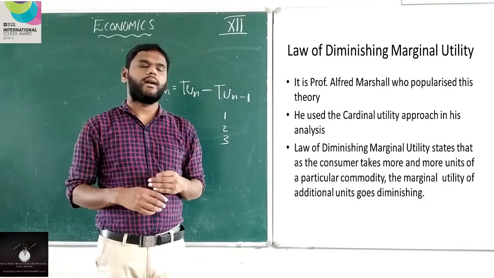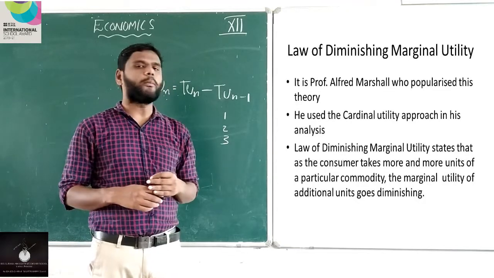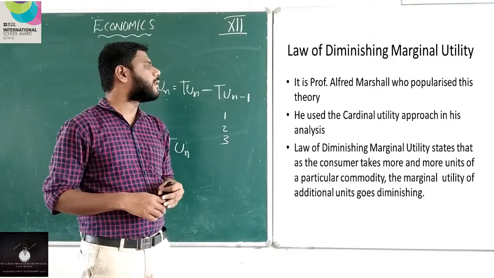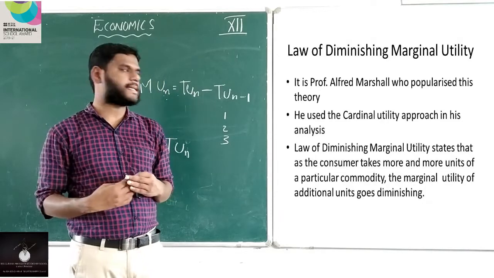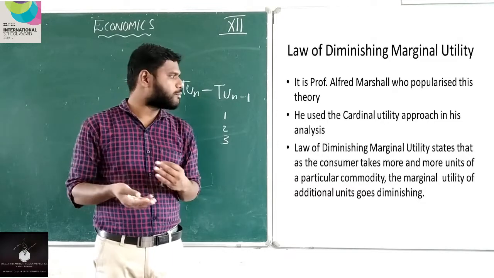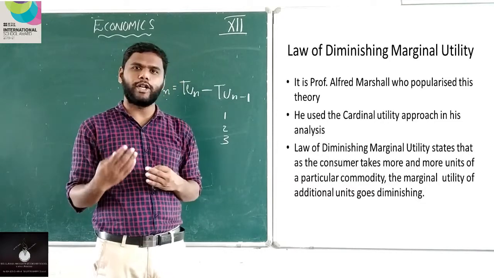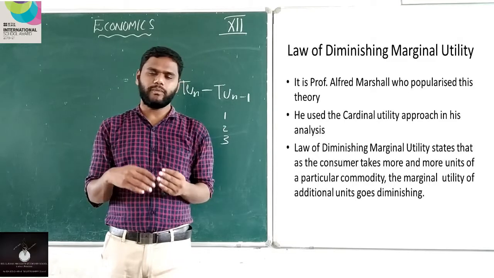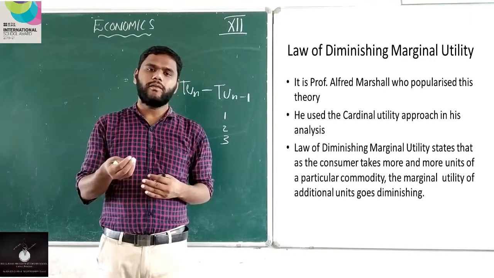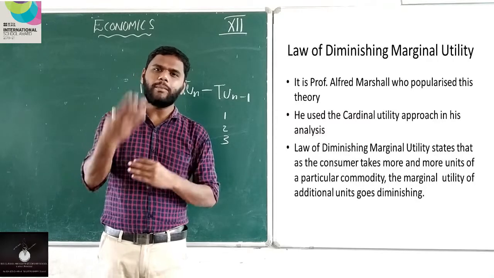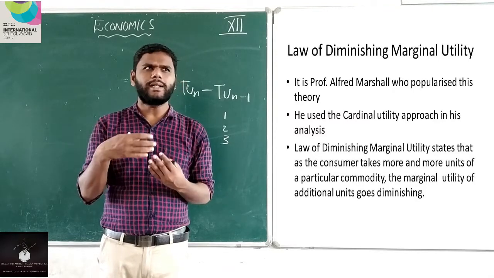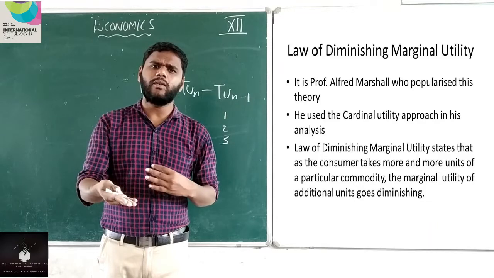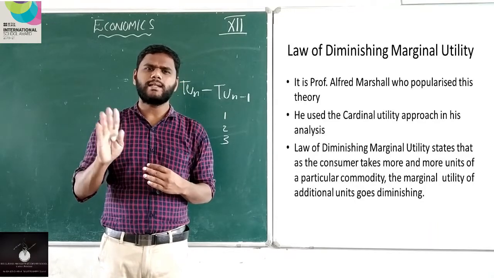It is Professor Alfred Marshall who popularized this theory, and he uses the cardinal utility approach in this analysis. The law of diminishing marginal utility states that as a consumer takes more and more units of a particular commodity, the marginal utility of additional units goes on diminishing. For example, you are taking an apple. You have taken one apple. After that, again I give you an apple. Sometimes you will take it, but the satisfaction you get from that apple will decrease. If I keep giving, at last you will say that it is enough.